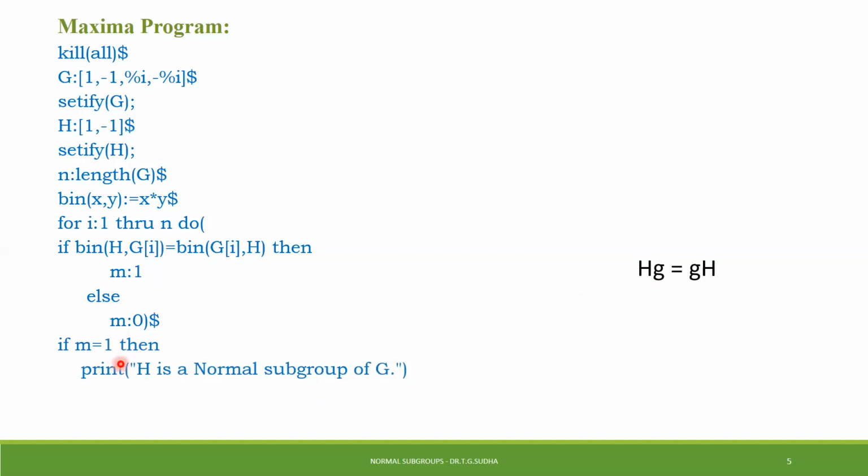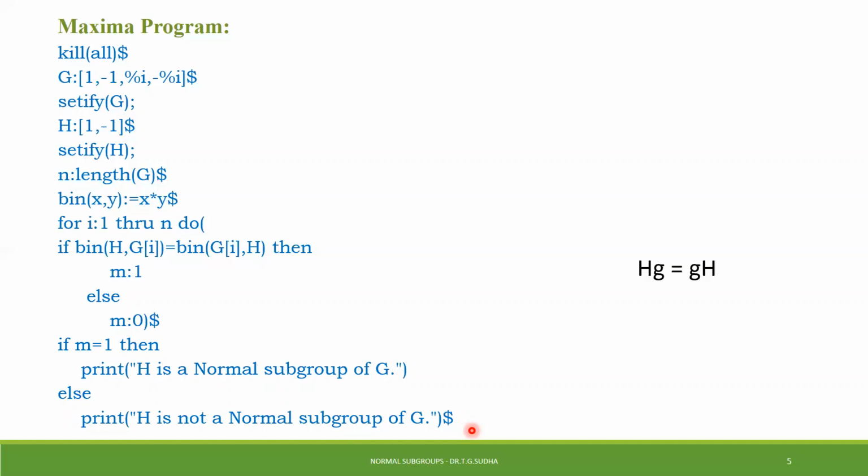Next, if m is equal to 1, that is if this is true, then we give the print command h is a normal subgroup of G. Else, we give the print command h is not a normal subgroup of G. So this is the maxima code to check whether the given subgroup is a normal subgroup or not.